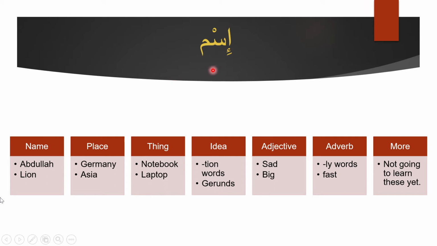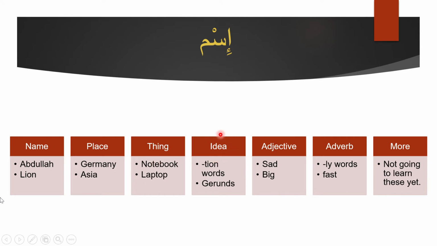An ism is a word that is a name. Name includes both animals and human beings. That's why I chose Abdullah and lion. This is all included in name. It can be Abdullah or it can be a lion. Or it is a place. Place, you know, place: Germany, Asia, Australia, all these are places. Thing: notebook, laptop, desk, house, all these are things.